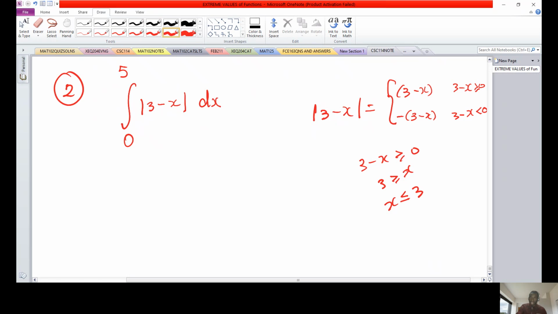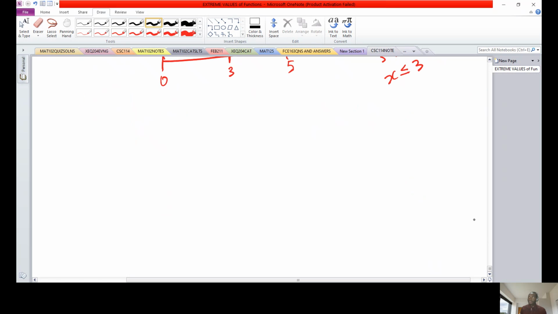Which tells us that now the way the function is, we have 0 to 5, and there's a point here, 3. From 0 to 3, the function will be defined by 3 minus x. But from 3 to 5, it will be the negative of the same function, 3 minus x. Therefore, you rewrite the formula.